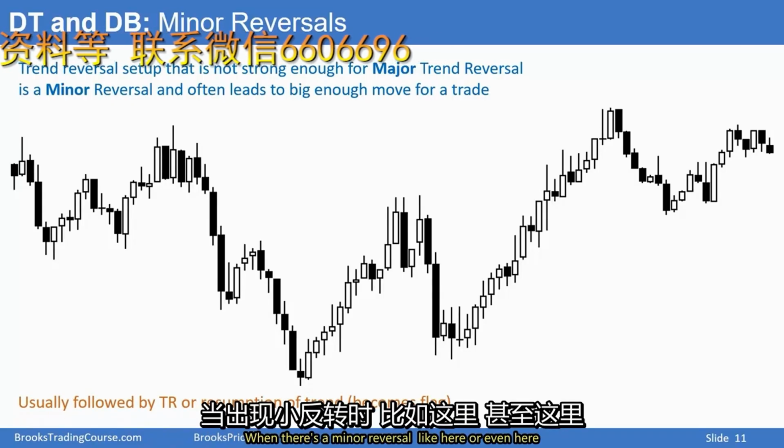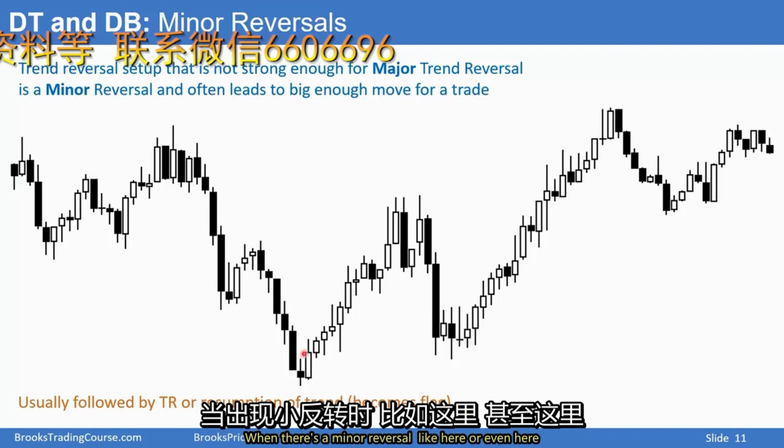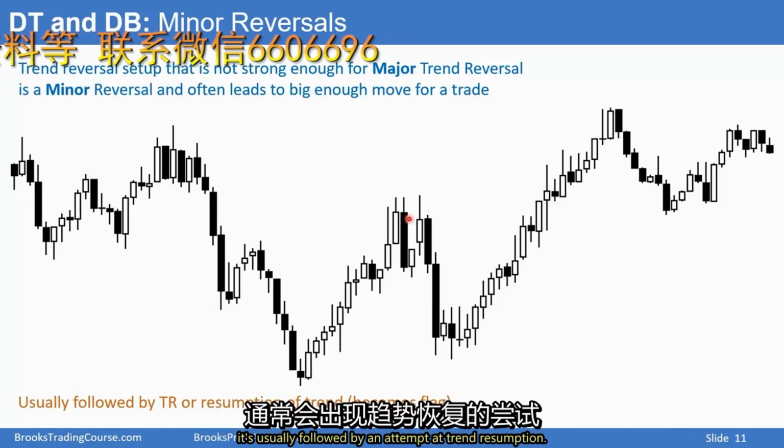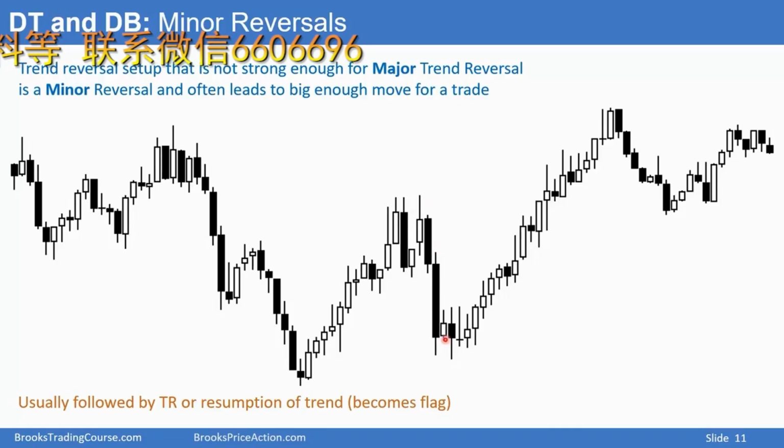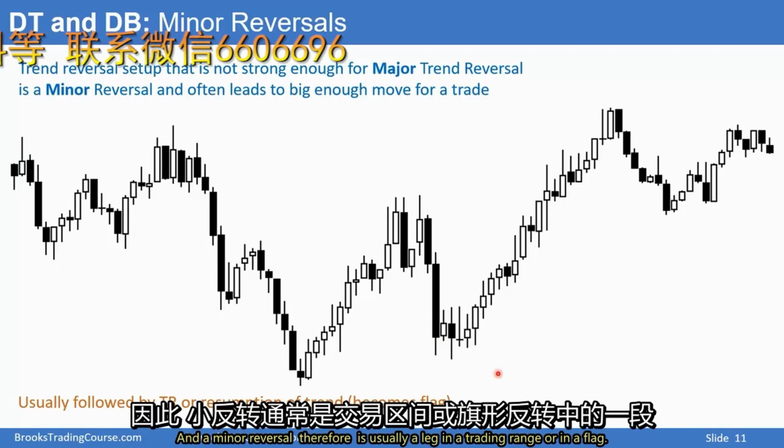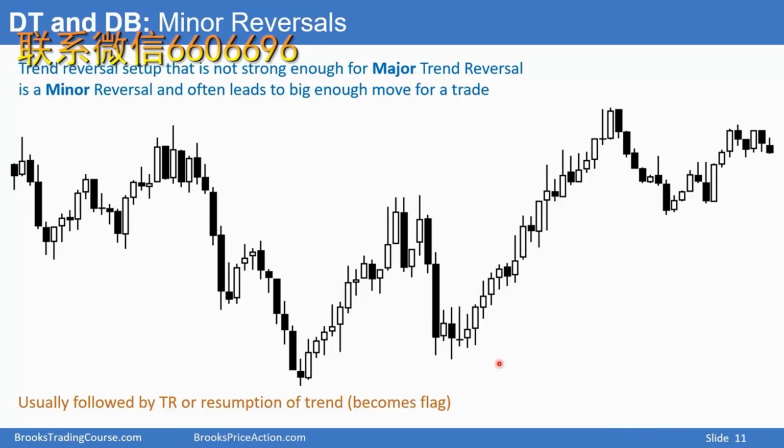When there's a minor reversal, like here, or even here, it's usually followed by an attempt at trend resumption. And a minor reversal, therefore, is usually a leg in a trading range or in a flag.